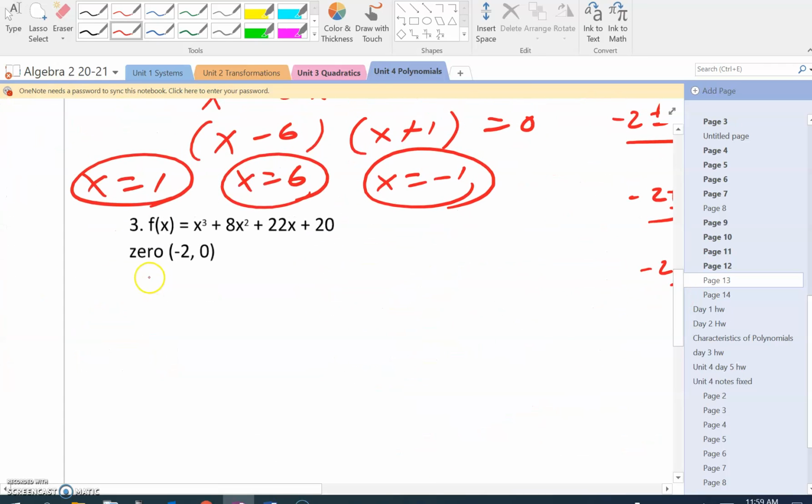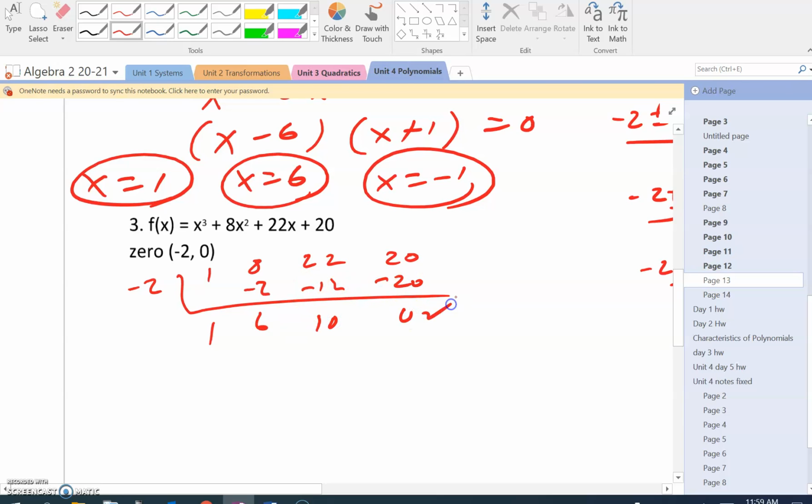So here I got a different 0. It's again cubic, so we're going to have 3 zeros. First one being negative 2, I'm going to use that for my synthetic. Bring down the 1, negative 2, 6, negative 12, 10, negative 20. That's what I like. x squared plus 6x plus 10 equals 0.